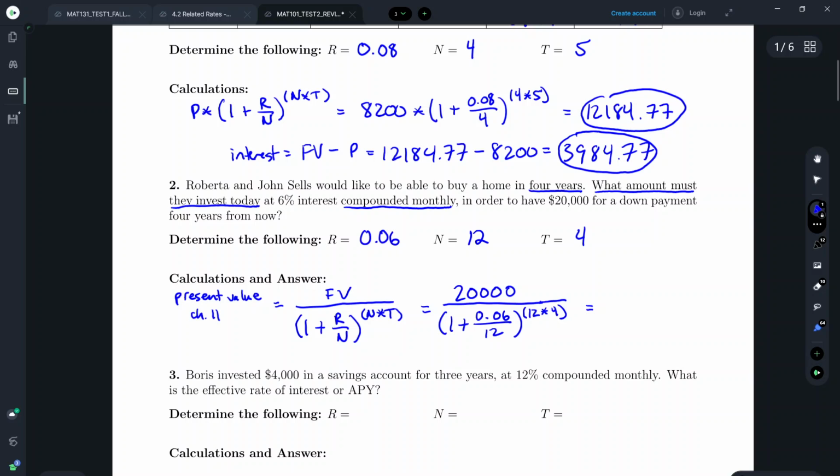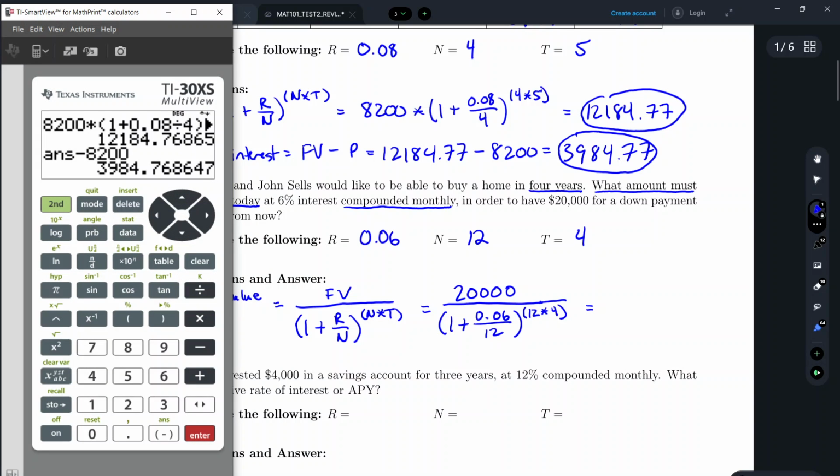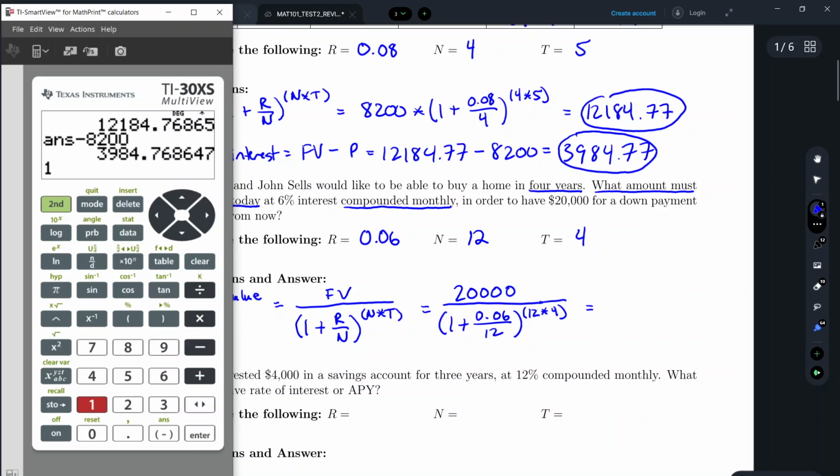Okay, so now let's calculate this. And again, you can calculate it in 2 ways. If you want to calculate it step by step, just a little bit at a time, you want to start in this parentheses here. So 1 plus 0.06 divided by 12. That's the calculation inside this parentheses. And then this part here is an exponent, so we raise it to the power, and the exponent is 12 times 4. That would be calculating the whole denominator here.